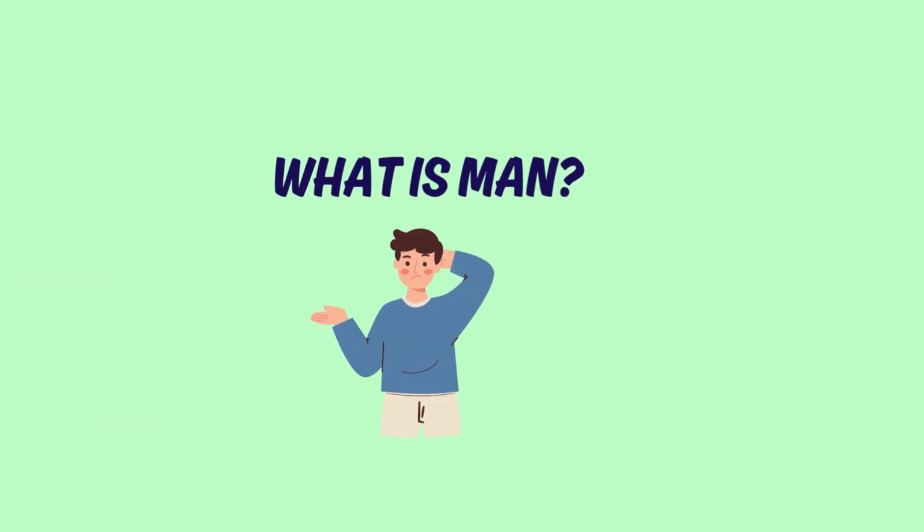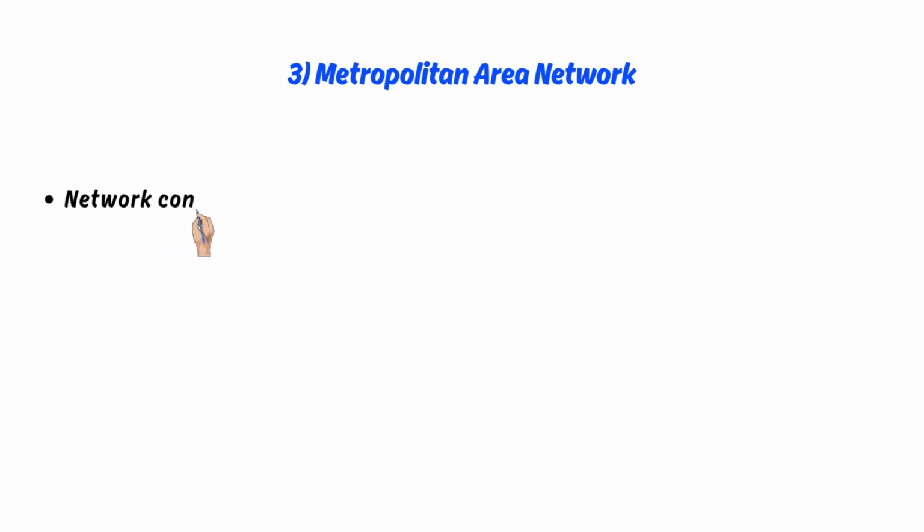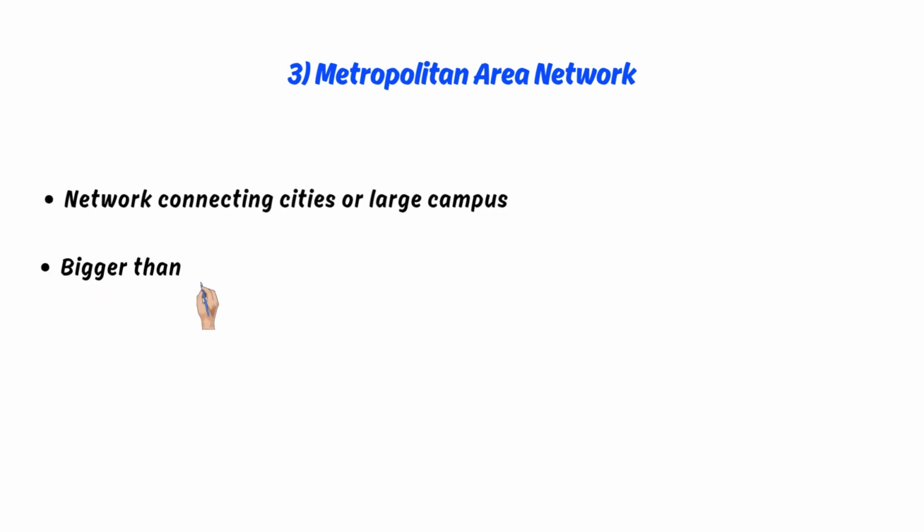Now let's scale up to the MAN, which is known as Metropolitan Area Network. As the name suggests, this type of network covers an entire city or a large campus. It is bigger than a LAN but smaller than a WAN. Think about the network used by a group of universities in a city or cable TV networks that connect buildings and blocks. MANs are often used by local government and companies for city-wide connectivity.